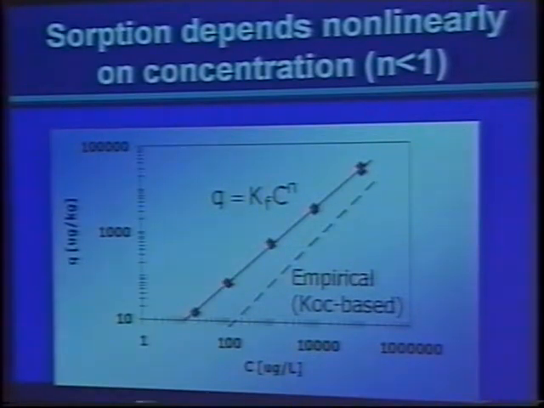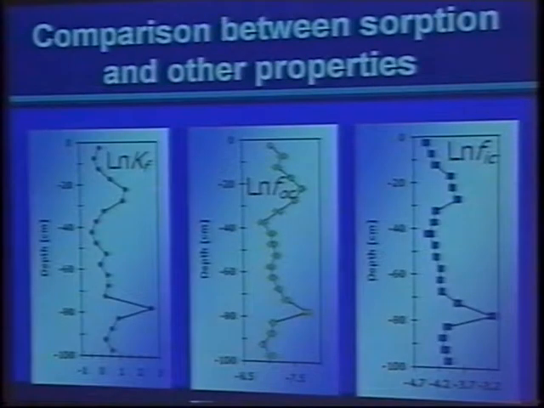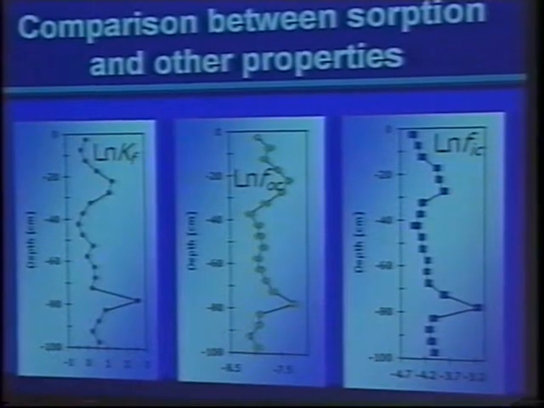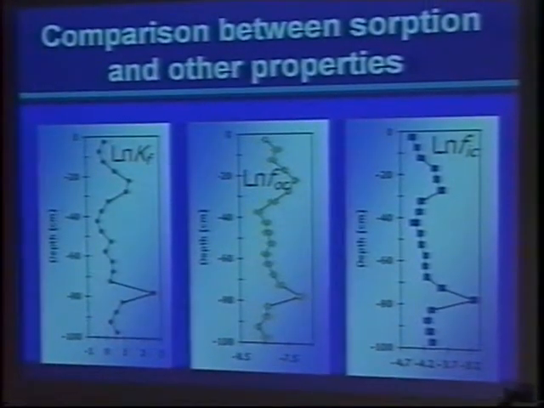So to understand what sorption depended on, one of the first things I did was to take a core of Borden sediment and divide it up into 20 subsamples vertically and look at the sorption of PCE in that sample, and I did complete isotherms there, and then compare that to other properties of the sediment.